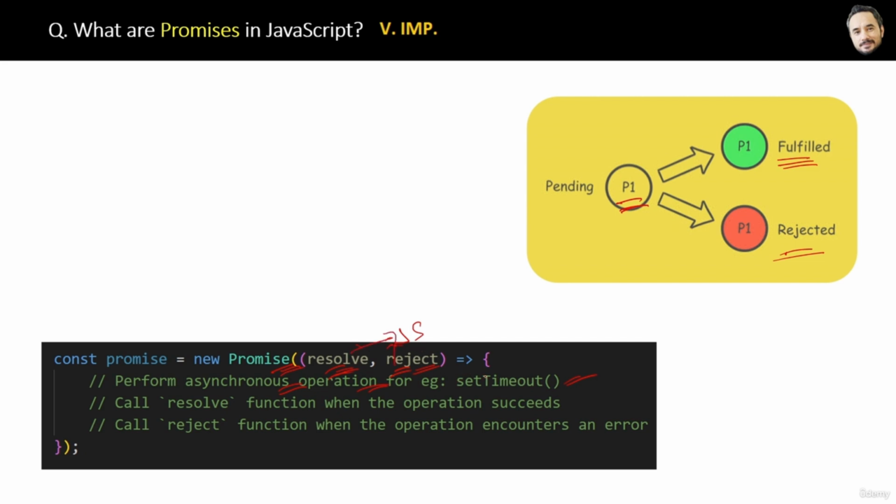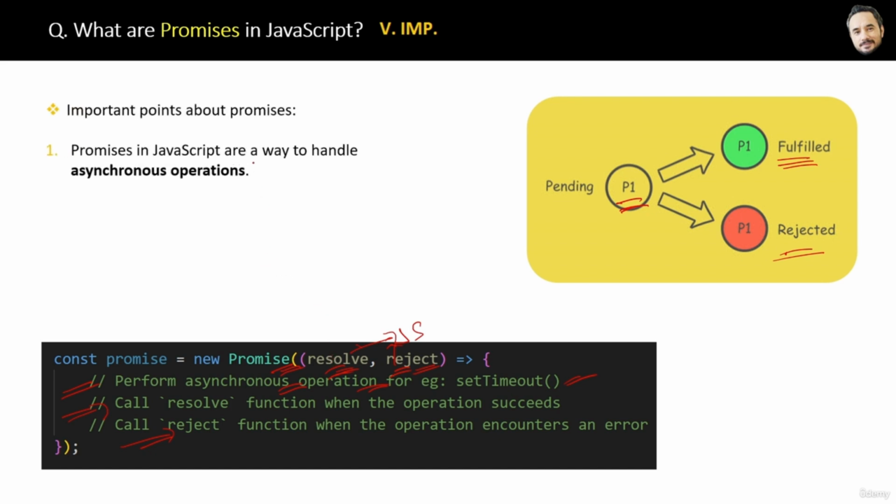After the asynchronous code, if your promise operation is successful, then it will call the resolve function. And if it fails, then it will call the reject function. These are the basic steps to set up a promise. Okay. Let's conclude some points about promises. Promises in JavaScript are a way to handle asynchronous operations. That is their first point.